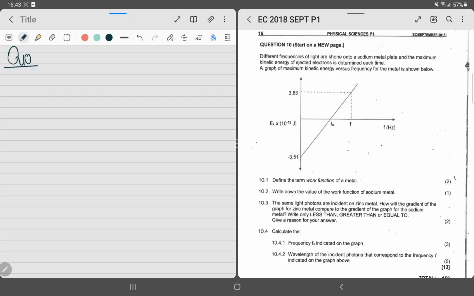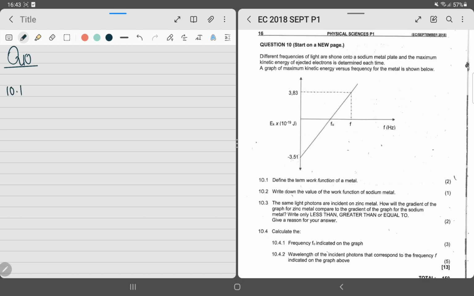We are taking this from the Eastern Cape, September 2018. Different frequencies of light are shown onto a sodium metal plate, and the maximum kinetic energy of the ejected electrons is determined each time. A graph of maximum kinetic energy versus frequency for the metal is shown below.